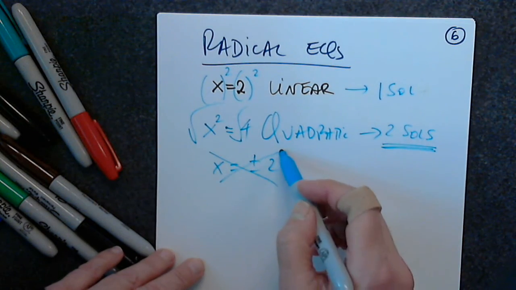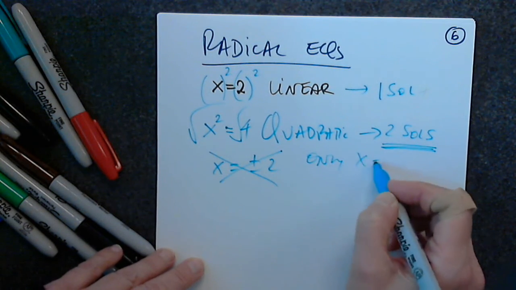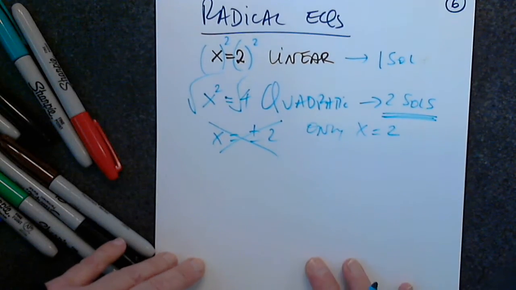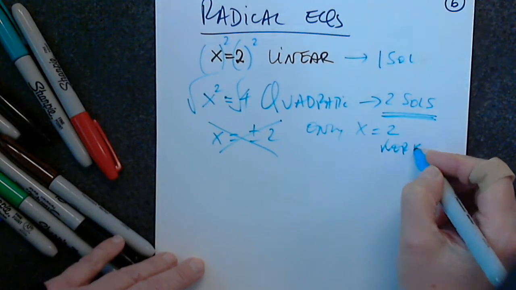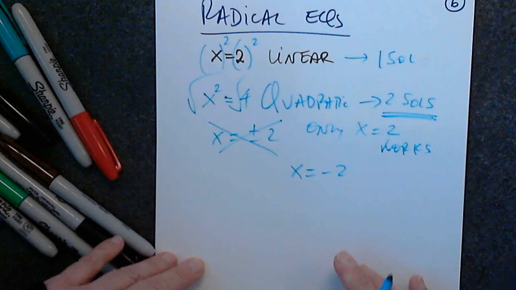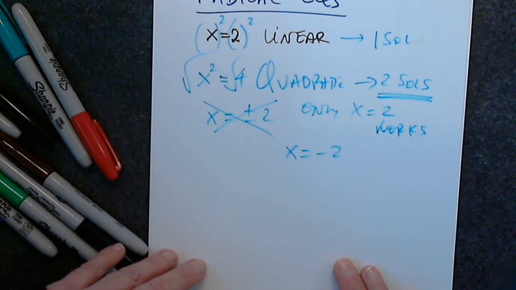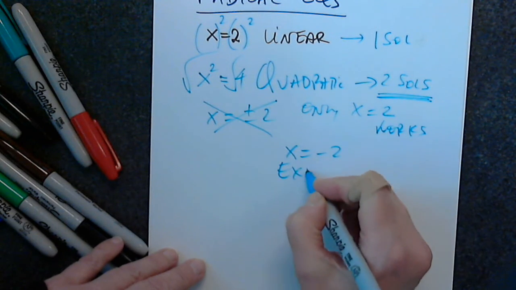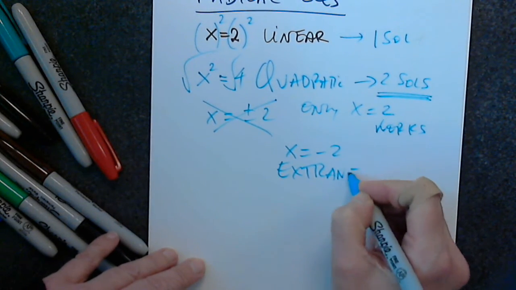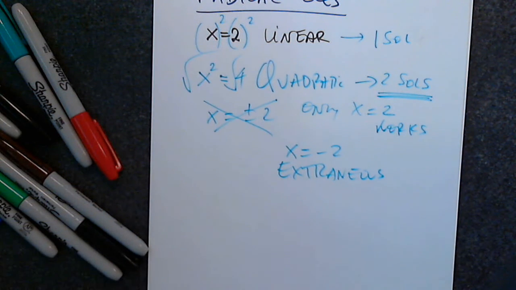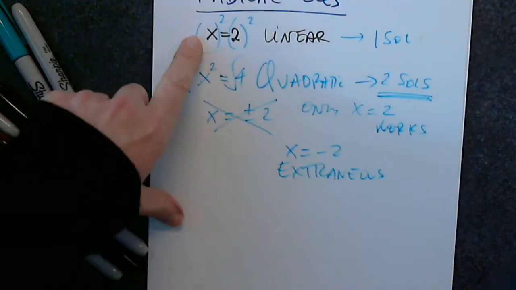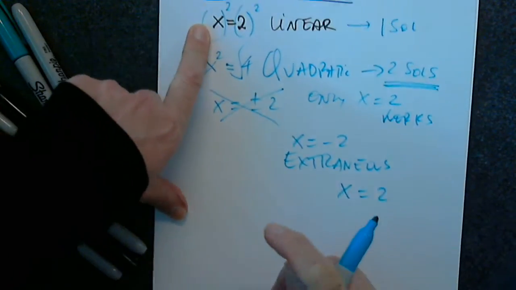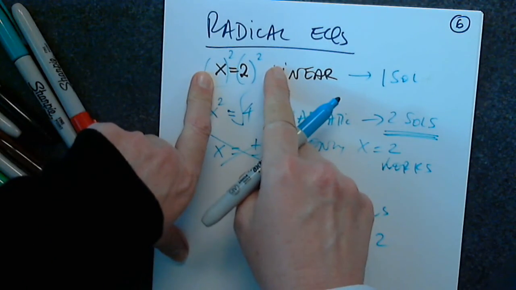Of course. So only x equals 2 works. X equals -2 is a byproduct of squaring. You don't need to remember this, I'm not going to test you on this, but it's called extraneous. Wouldn't -2 also work? One sec. Oh, okay. The original problem was x equals 2, not x squared equals 2 squared.